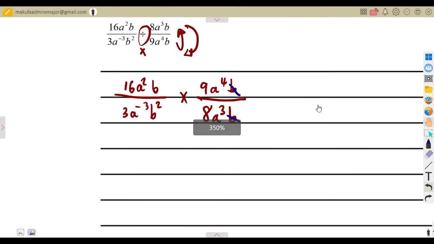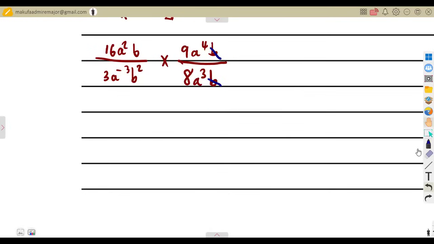All right, anyways, the other part, is there anything you can maybe reduce with the numbers here? 8 into 8, that is 1. Into 16, that is 2. 16 divided by 8, that is 2. 3 into 3, that's 1. 9 divided by 3, that is 3. So we are just left with 2 and 3 in terms of the numbers.